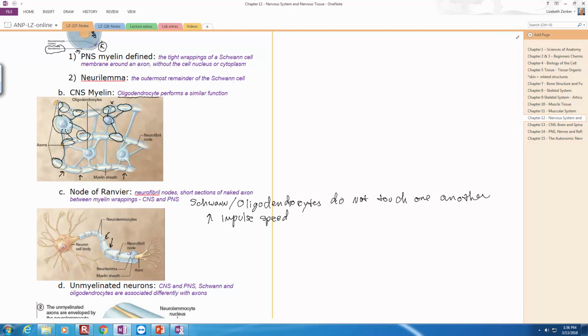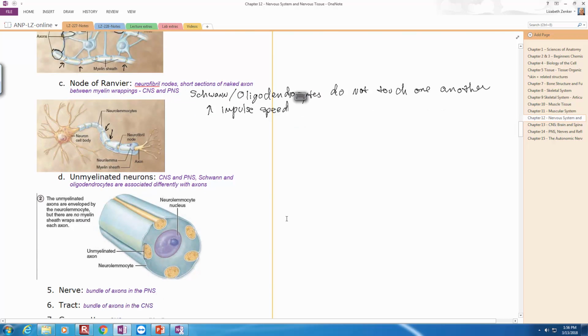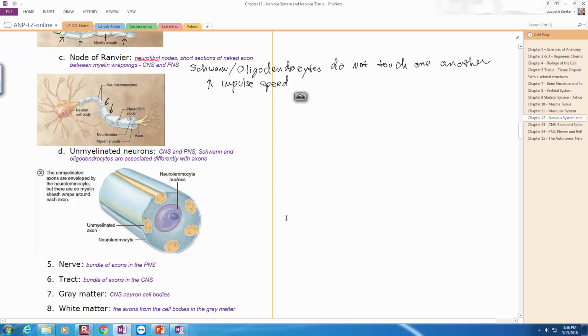Now, we do have unmyelinated neurons, so neurons that don't have this neurolemmacyte wrapping around it, or oligodendrocyte. An unmyelinated neuron can be in the CNS and PNS, but Schwann cells and oligodendrocytes are associated differently with the axon. Instead of wrapping around and causing that tree ring shape where it spins around it, causing the myelin sheath, they will sit on it a little differently.